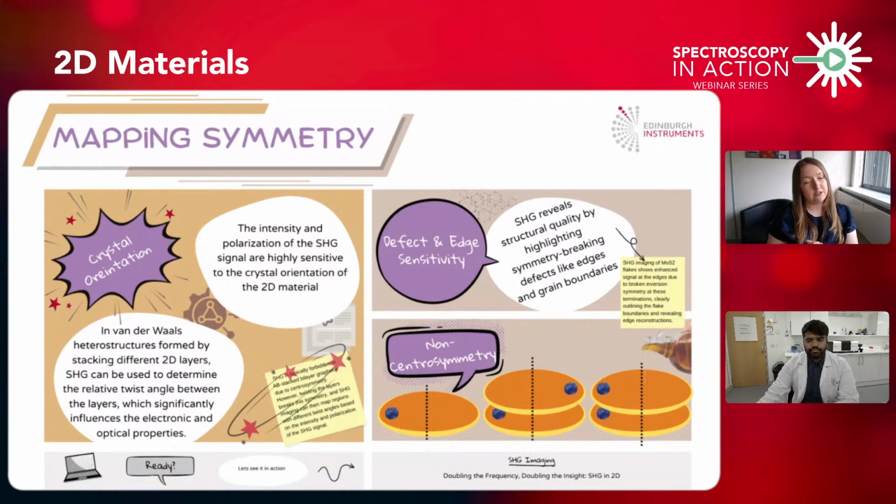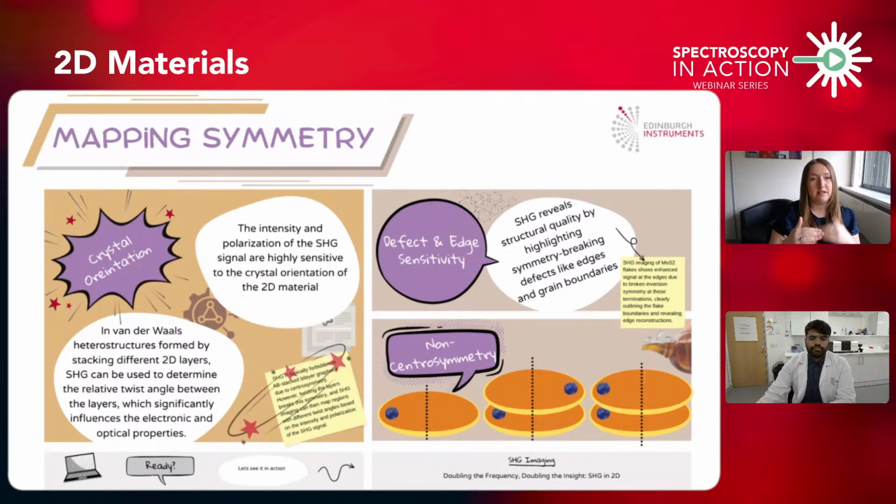A nice little illustration of some pancakes has been included to further explain this idea of non-central symmetry. A monolayer will always be non-centrosymmetric. What you can see here is we've essentially put a blueberry on one side of your pancake, and that is not balanced by the other side of the pancake. So this will always give an SHG response because it is not symmetrical.